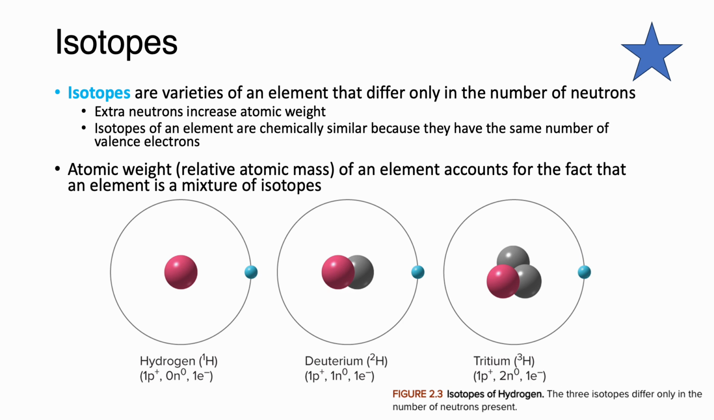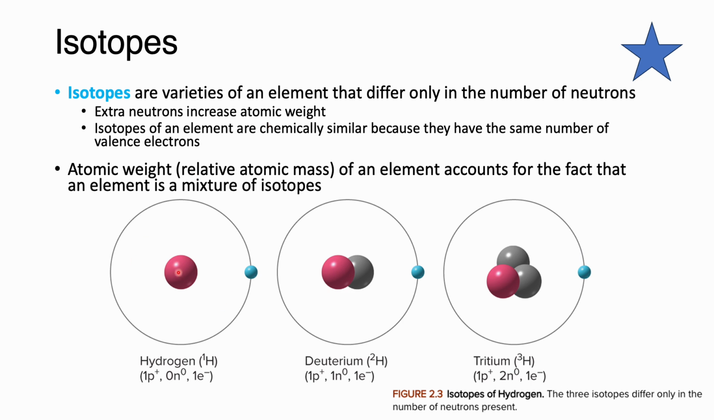Isotopes. Isotopes are varieties of an element that differ only in the number of neutrons. Where do we find our neutrons again? In the nucleus. What else do we find in the nucleus? Protons. So if we have a different number of neutrons, you will therefore also have a different atomic weight, because atomic weight depends on neutrons and protons.